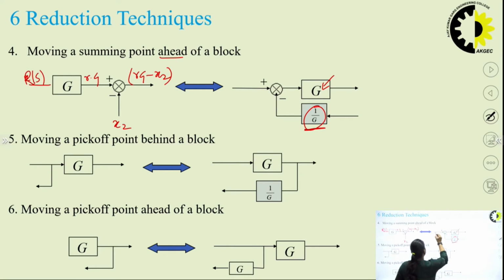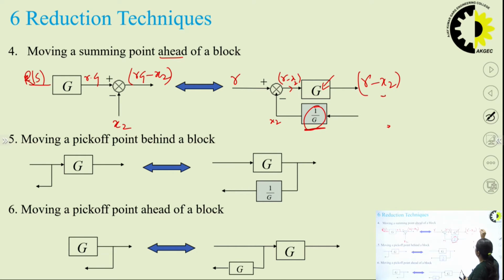Now here again I have applied R, and the input here is x2, okay? So you can see here R minus x2 will be the output of this summation, which gets multiplied by this G. Then finally the output of this system will be R minus x2 into G. So while shifting any block or summing point from ahead or behind, the output should not be changed. So I have used here RG plus or minus x2, and here I am getting R minus x2 into G. That means this G is additional with this x2.